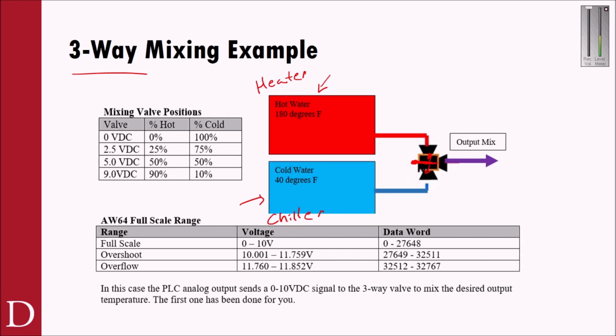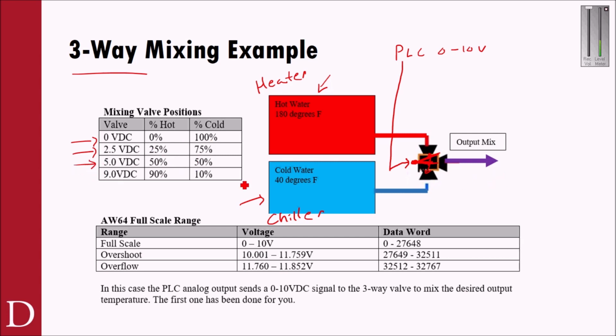So I'm going to pretend for a minute that my PLC can send a 0 to 10 volt signal to this three-way mixing valve and position that gate. If it sends a 0 volt signal, I'm going to get 0% hot and 100% cold. So my water coming out is going to be 40 degrees Fahrenheit. If I send it 2.5 volts, I'm going to get 25%. So you can imagine this gate is starting to go this way a little bit, right? I'm going to get 25% hot and 75% cold. There's some mix there that I'm going to get.